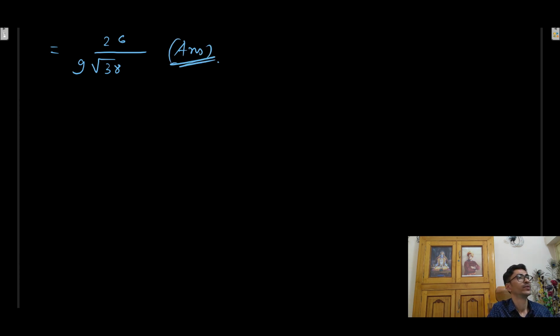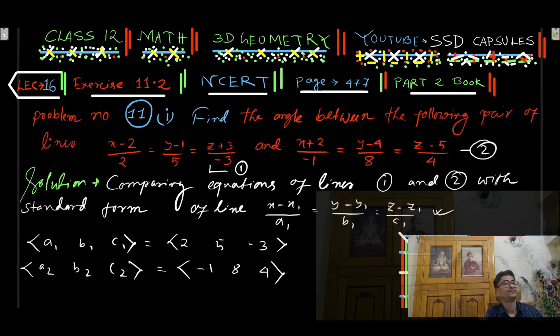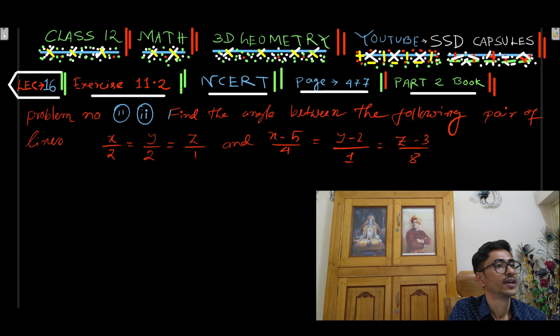So we have solved problem number 11.1. So again go to the next problem. 11.2. Find the angle between the following pair of lines, this and this. So again this is equation 1, this is equation 2. Both equations of lines are given in the Cartesian form. So this problem is very much similar to the previous problem. So again this problem is given as home assignment.